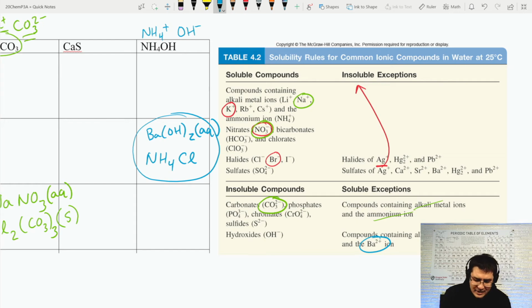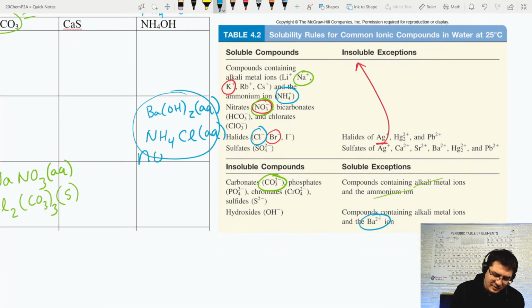And ammonium chloride, well, ammonium and chloride fall under the soluble compounds. So this would be aqueous as well. So in this case, there would be no precipitate. So this would be a very boring reaction if you did this with beakers or droppers. You dump the two together and nothing would happen. You wouldn't see any color change, you wouldn't see any solid. Okay? I just want you guys to know a precipitate doesn't always happen. It depends on the solubility of your products.